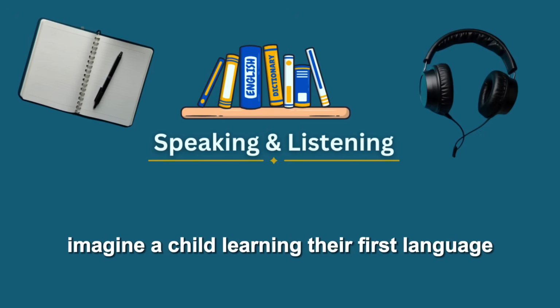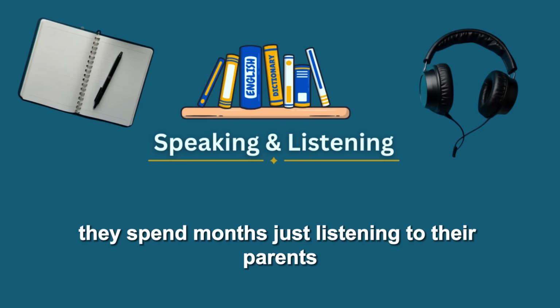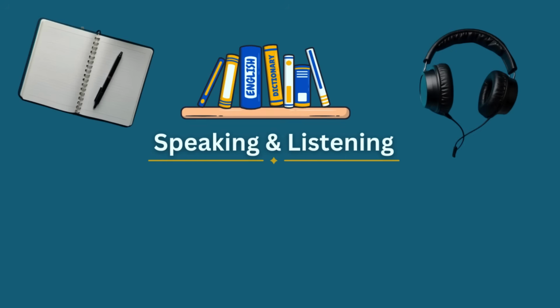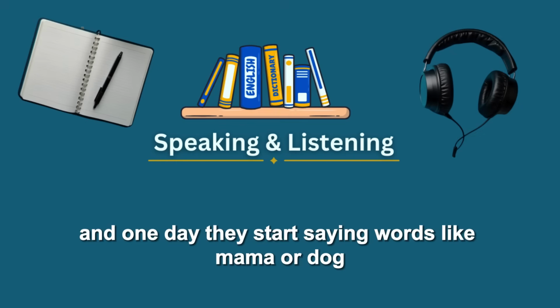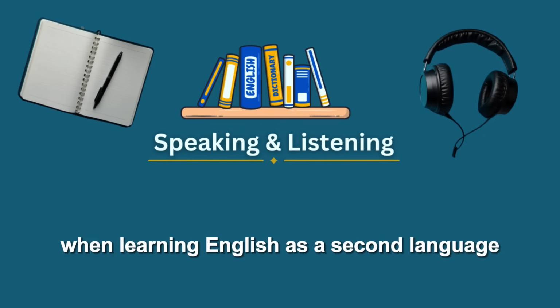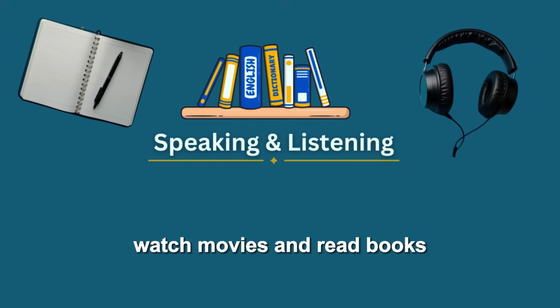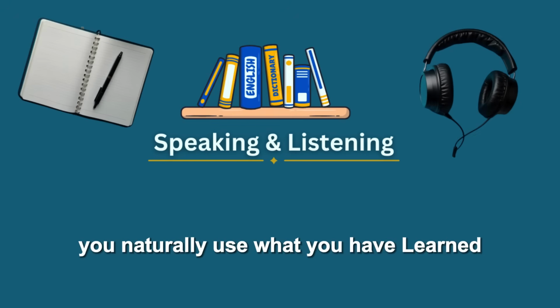Example of input in language learning. Imagine a child learning their first language. Before they start speaking, they spend months just listening to their parents, watching their expressions, and hearing words repeatedly. Over time, their brain collects enough input, and one day, they start saying words like mama or dog. The same thing happens when learning English as a second language. If you listen to English podcasts, watch movies, and read books, your brain stores new words, phrases, and grammar structures. Later, when you start speaking, you naturally use what you have learned.